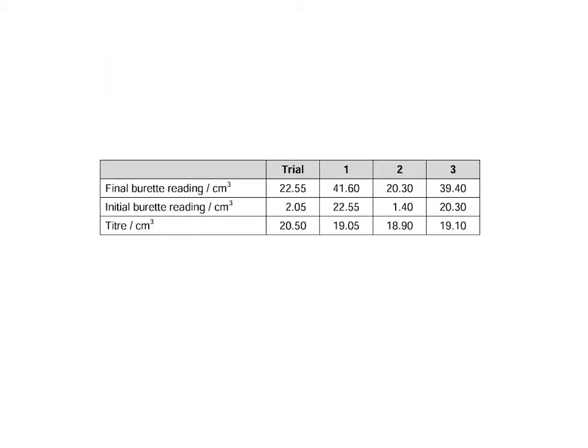So you've run the titration, first of all doing a trial titration, working out roughly that it was occurring at 20.50 centimeter cubed. Remember, always record all of these values to 2 decimal places, with the second decimal place either being a 0 or a 5.